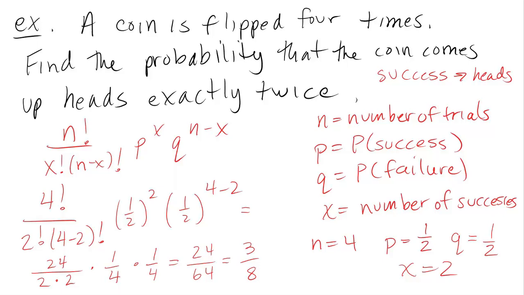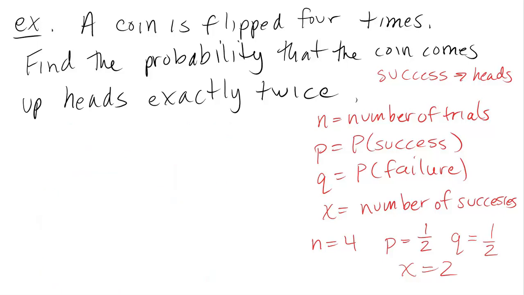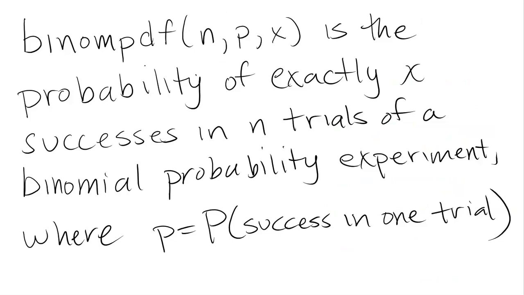We're going to redo this problem using the calculator function. So let me get rid of that work on the left side. And actually, while I'm at it, I'm also going to get rid of that value of q because we don't need it for the calculator function. Let me remind you of the order of the inputs. It says it's Binompdf of n, p, x.